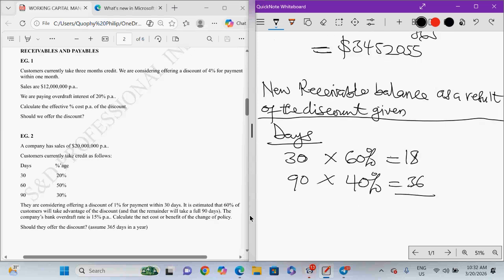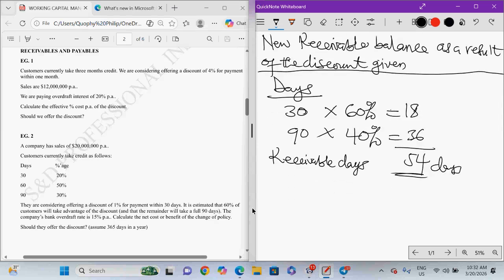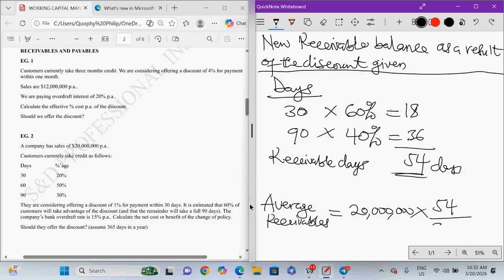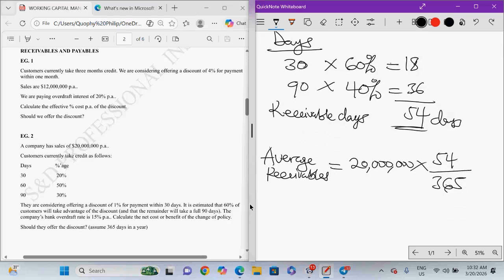So 36 plus the 18 will give us what? That's the receivable days. 54. So now, let's find our average receivables. What is our average receivable? The average receivables is what? The credit sales, which is 20,000,000, times the receivable days, which is 54, over the 365. So what then is our average receivables?